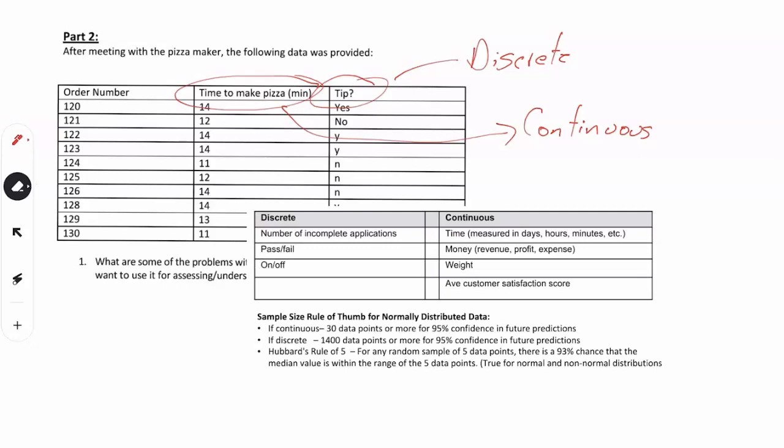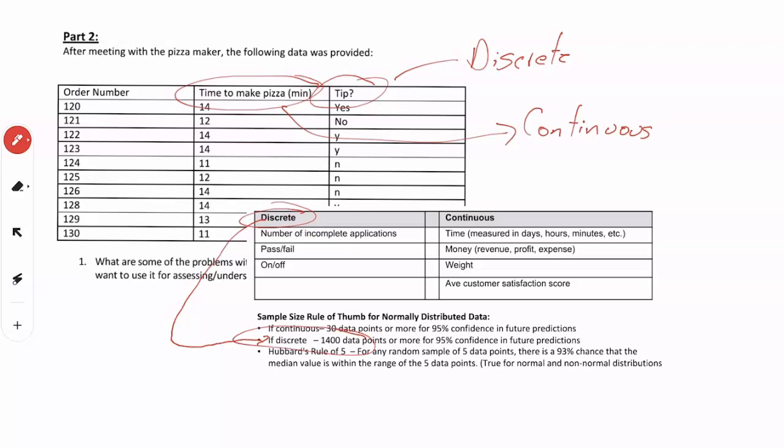One of the big differences between continuous and discrete data is the amount of data that you need to collect. For discrete data, the amount of data that you need to collect to be 95% confident that what you're observing is a reflection of what's going on in current state, or an accurate reflection of what to expect to see in a future state condition if things don't change, is about 1,400 data points.